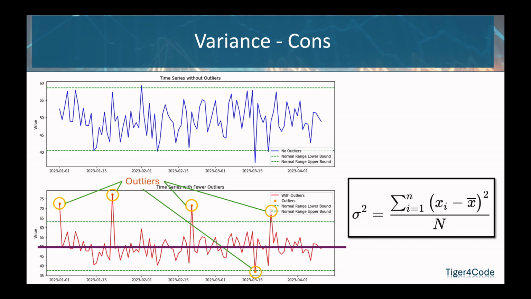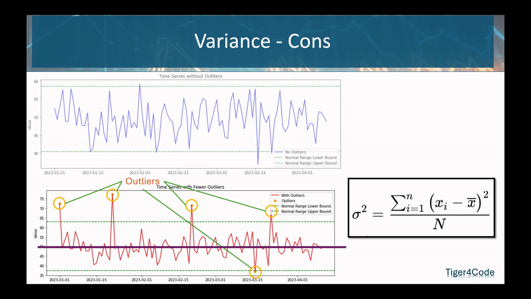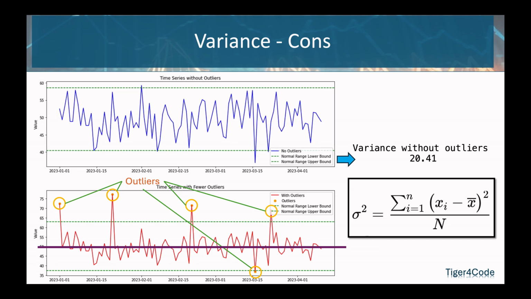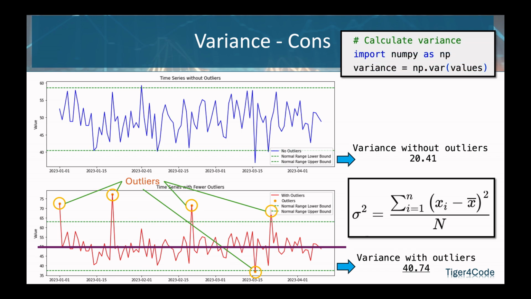In the first plot, we have a time series without outliers, where the variance is around 20. However, after introducing a few outliers into the same time series, you can see that the variance increased from 20 to 40. In this example, I'm using the NumPy library to calculate the variance. You can see the full example in the attached notebook.